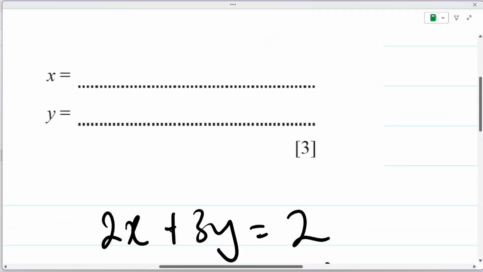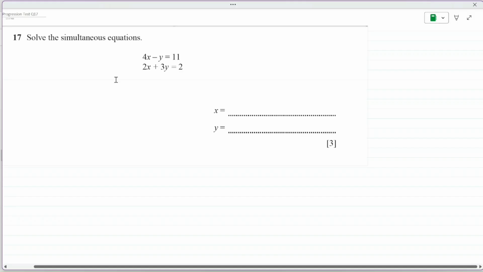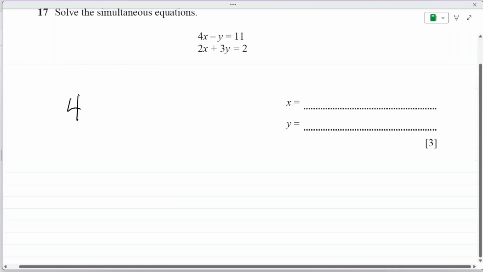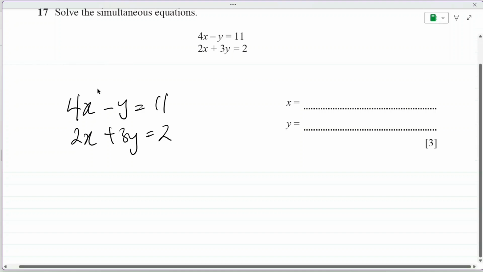Using substitution, you say x is 2 1/2 and y is minus 1. The elimination method: we can also solve question 17 using the elimination method. We have 4x minus y equals 11. Then we have 2x plus 3y equals 2. Now the best thing to do is to make sure the x terms are the same, and it's best at this level to work with the x.